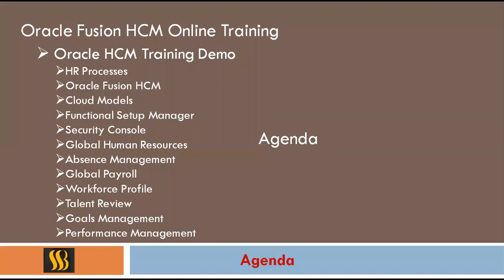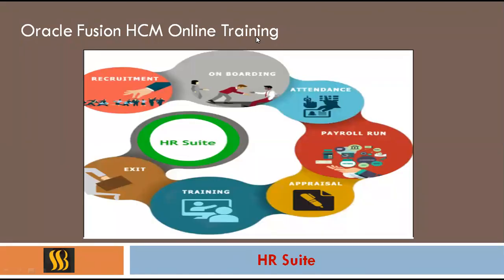And these are the modules that we are going to cover as a part of this training. We are going to cover global HR, absence management, payroll, and then a module called talent management, which has 4 sub-modules: profile management, which is the workforce profile, talent review, goal management, and performance management. If anyone has any questions, just stop me and we will discuss, no problem. Otherwise, we can discuss at the end of this session if you have a lot of questions to ask.